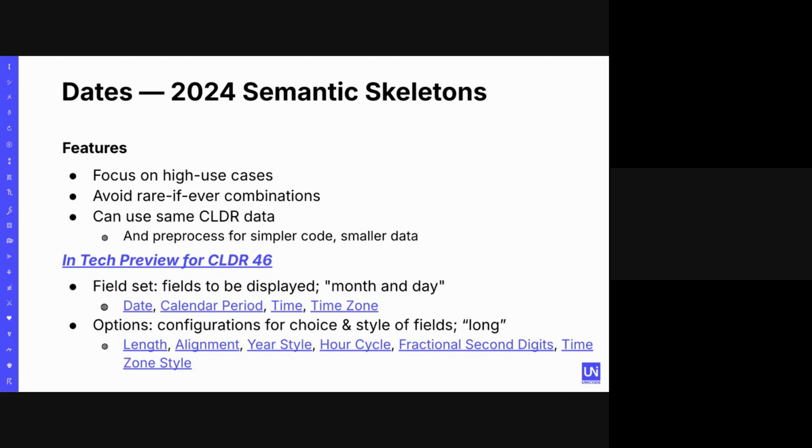And then you have options for the choice and style of these fields. So long is an example. And these are length, alignment, year style, hour cycle, fractional second digits or not, time zone style, and so forth. So this is in tech preview for CLDR 46. And I think this might work.